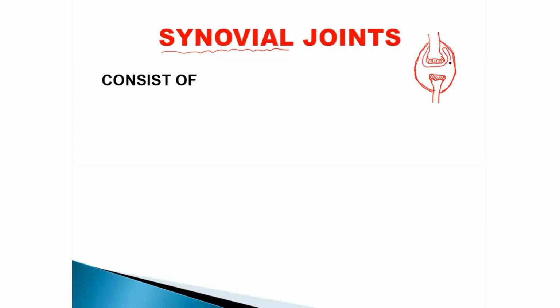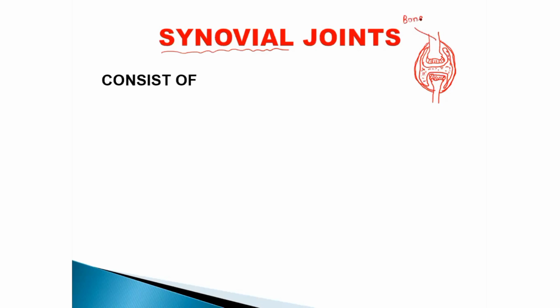This is the synovial membrane, and this synovial membrane is going to form a cavity that is called a synovial cavity. And this cavity is filled up by a fluid. What is this fluid called? It is called synovial fluid. This is how you can draw a very typical diagram for a synovial joint.